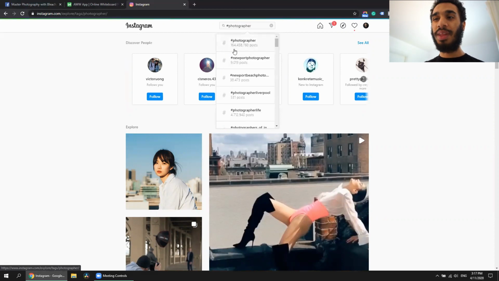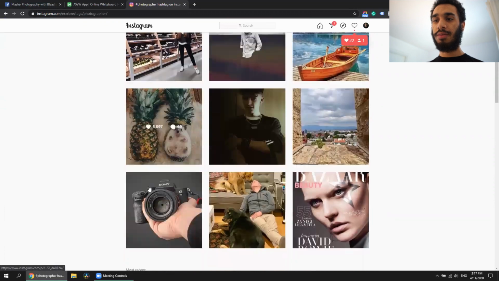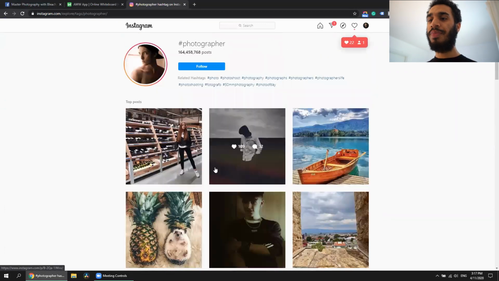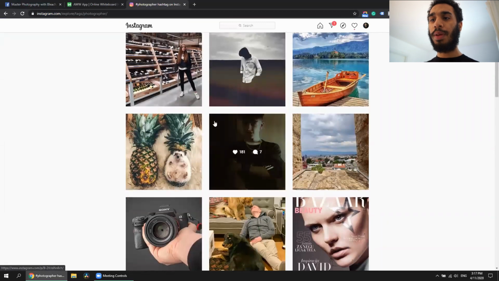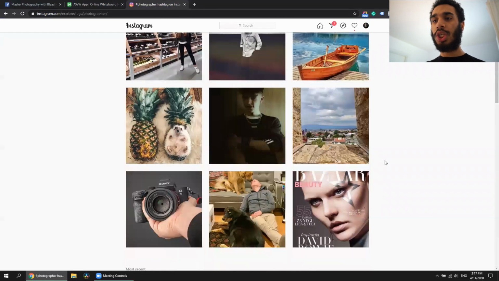164 million people have used hashtag photographer. If we go here, you'll see that these are the top posts. The top posts are 9 photos, okay? It's a little different on Instagram. There's top posts and new posts, so you can switch between the two. The top posts are people who get initial frequency and frequency. If people are liking your photos right away, and if people are coming back to your photos and liking them the second time that you post, then this is going to be frequency or initial frequency, and you're going to show up here on the top.